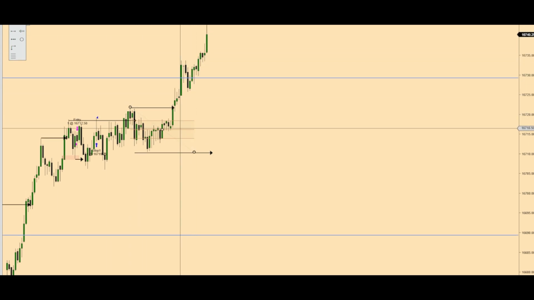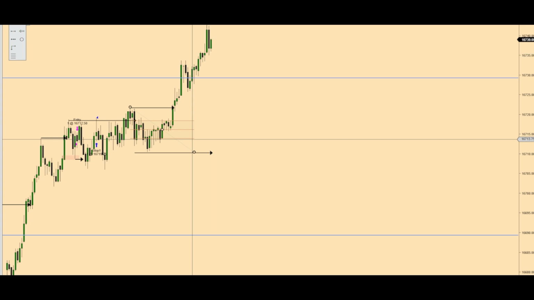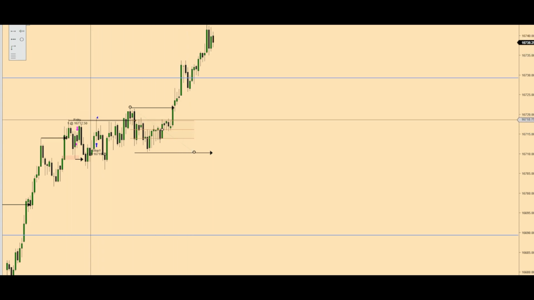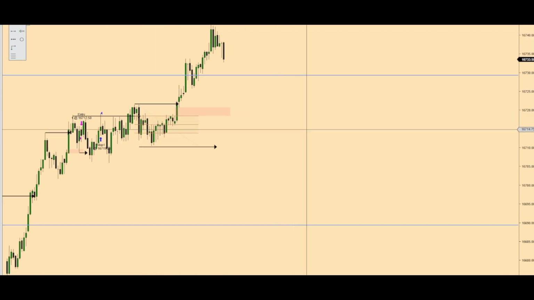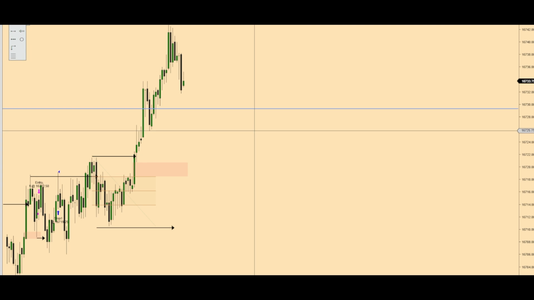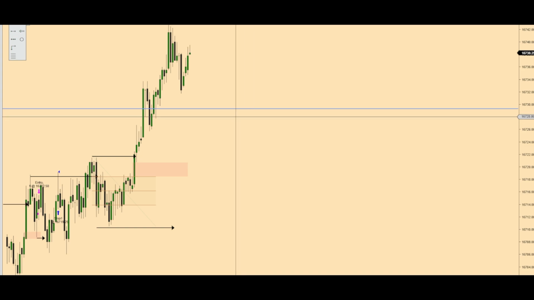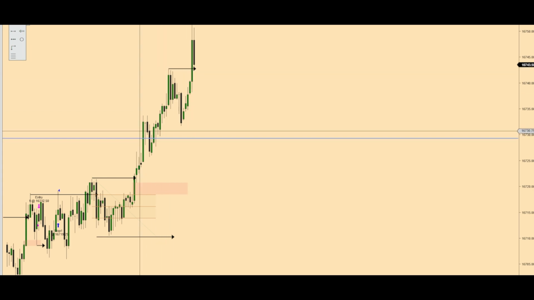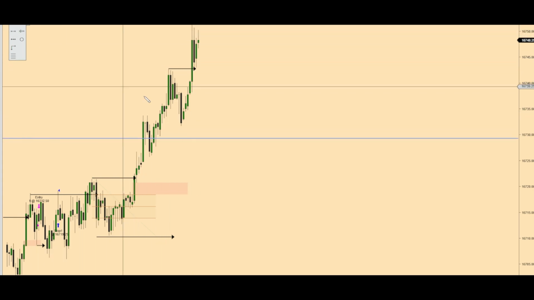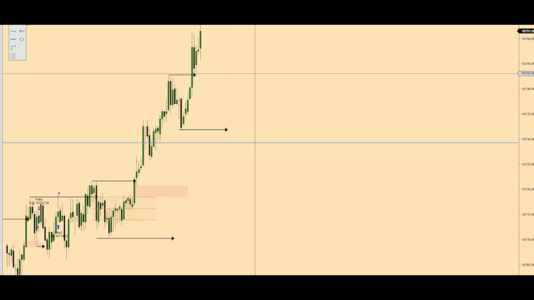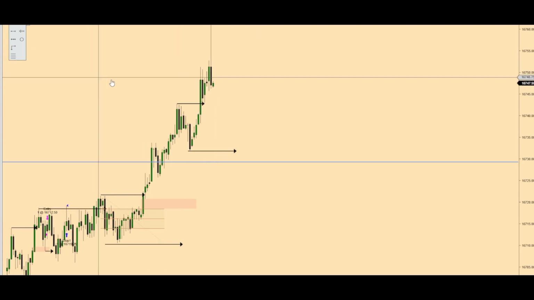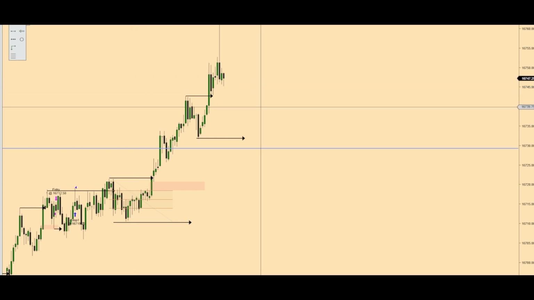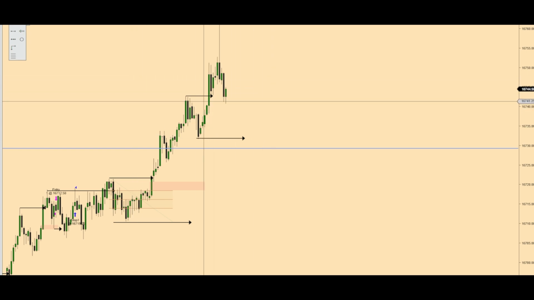This is in a pullback, after a range. This is a pullback. Jesus. Tap back in.